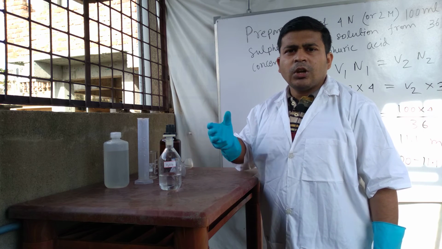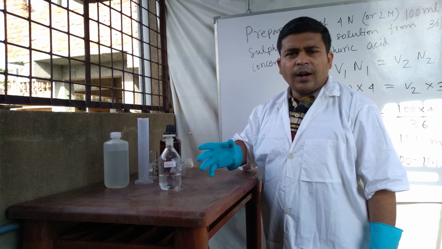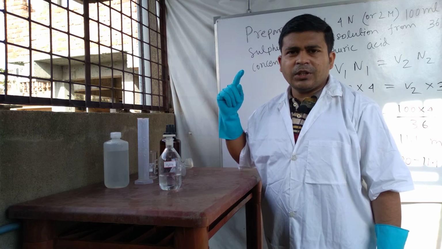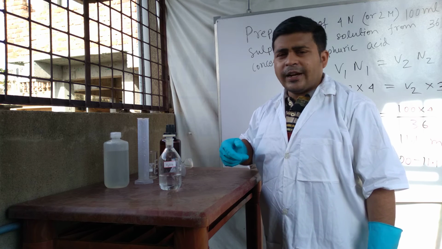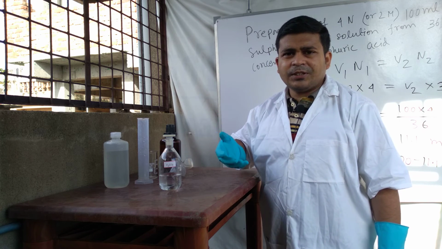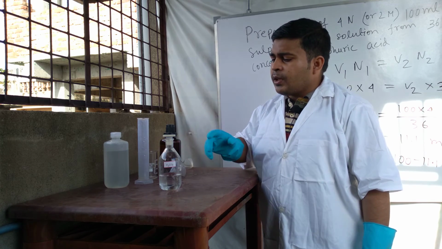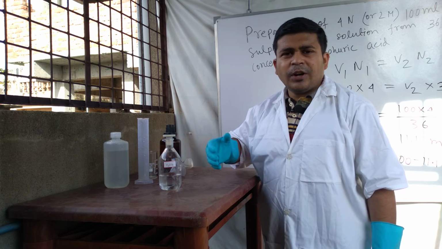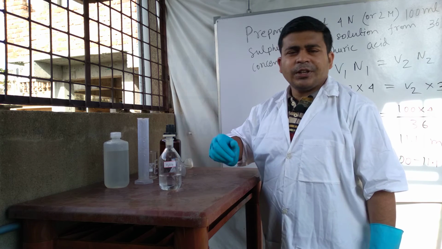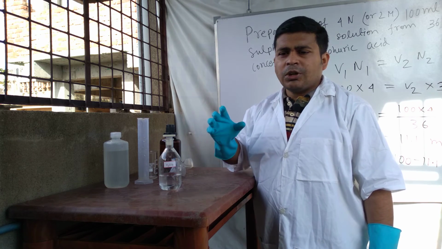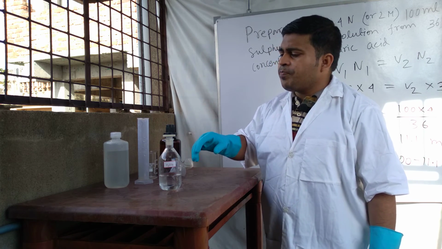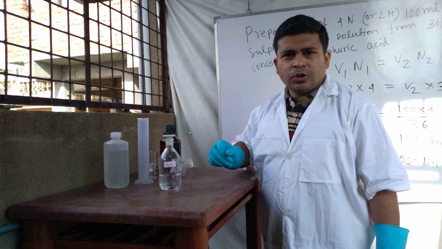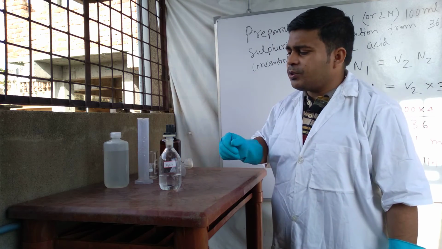You can make 2 normal, 6 normal, 1 normal sulfuric acid solution also by using the calculation method that I showed you at first, that I discussed about the calculation formula. And after calculating the details, how much volume of concentrated acid is required, how much volume of distilled water is required, after that you can follow this procedure to dilute the concentrated sulfuric acid solution.